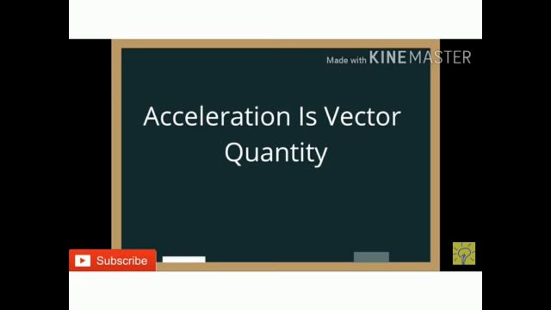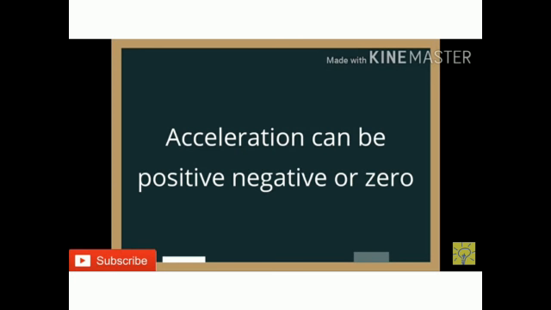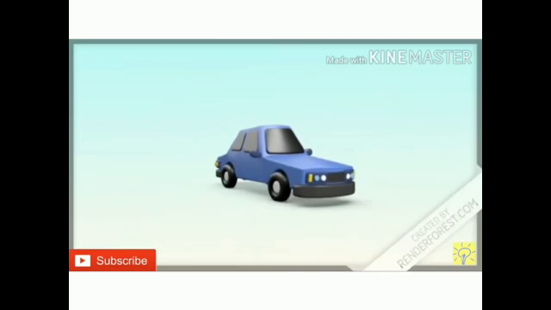Acceleration is a vector quantity just like velocity, and it can be positive or it may be negative. Sometimes acceleration is also zero. Now consider we have a car which is moving at different speed with respect to time, means it is increasing its speed. So this type of acceleration is known as just simple, we say it is an acceleration.